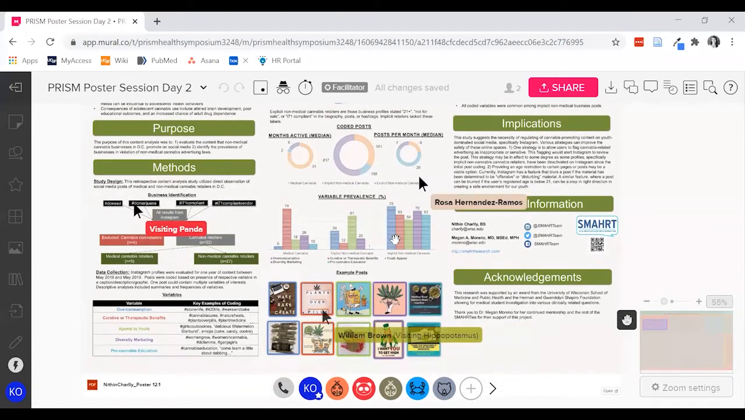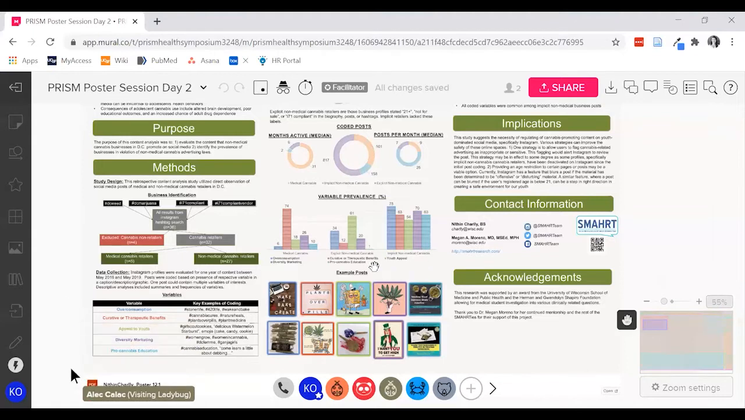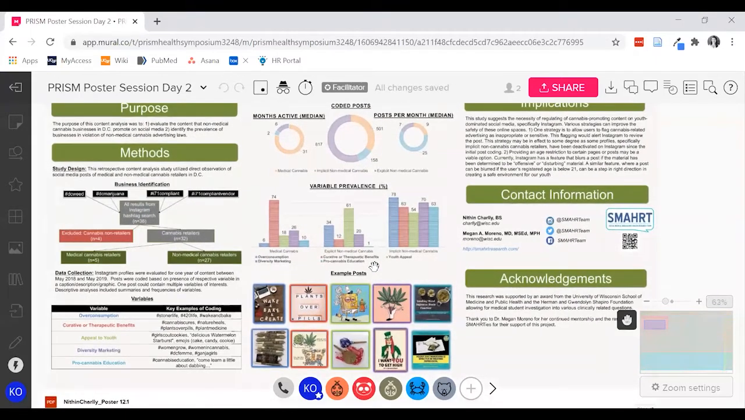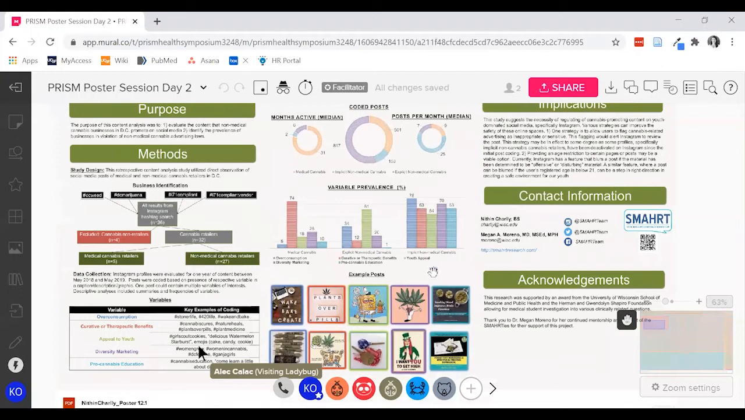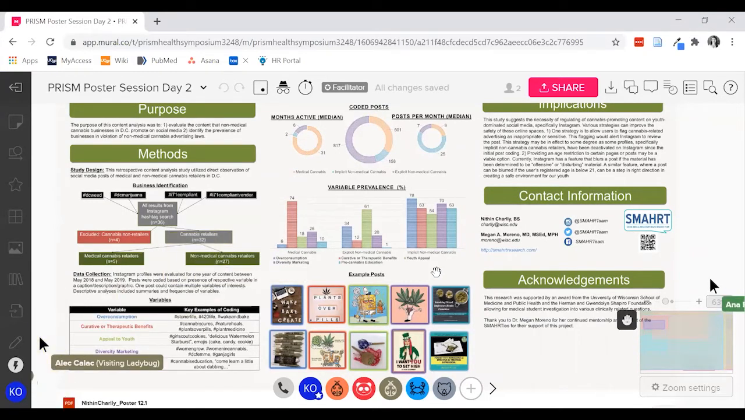Yeah, that's a really good point. In most states where recreational cannabis is legalized, they do have rules against that in terms of online marketing. But in the District of Columbia, it's pretty unique where they have rules for advertising medical marijuana, but not recreational marijuana. Because of that, I wasn't too surprised at the high prevalence that I found. Some of the interesting stuff I found, you can see at the bottom in the middle section of my poster.